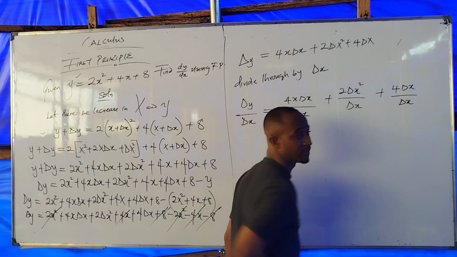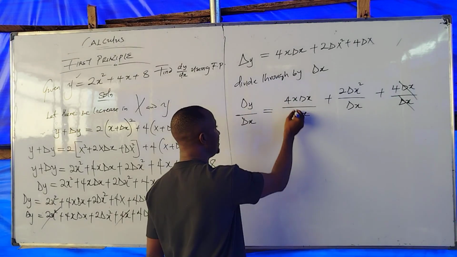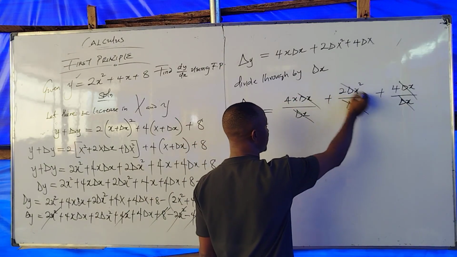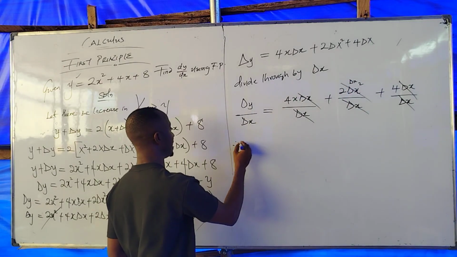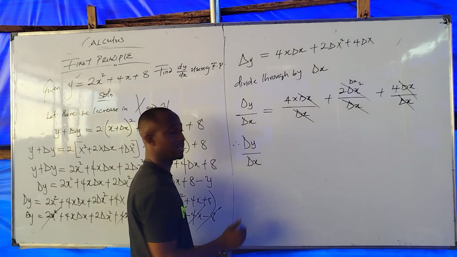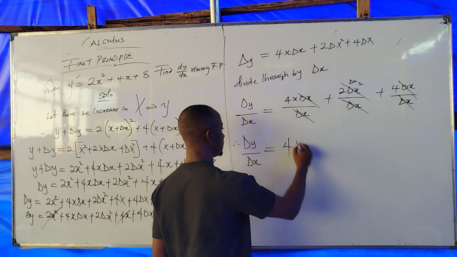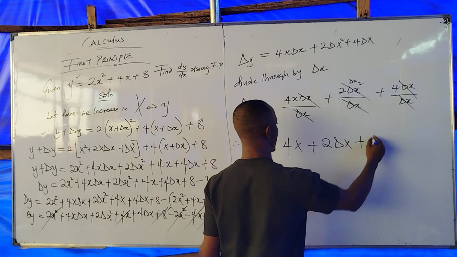Can delta x go with delta x from here? Can this also go with this from here? Can one of these cancel one of these from here? Remaining what here? 1 delta x, Abi. That means that here becomes delta y over delta x is equal to 4x plus 2 delta x plus 4.